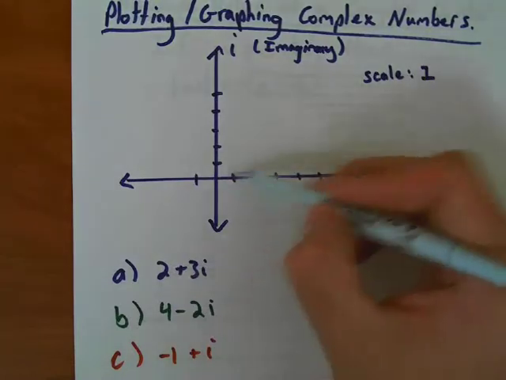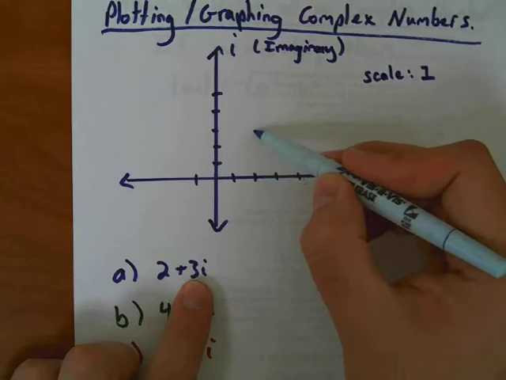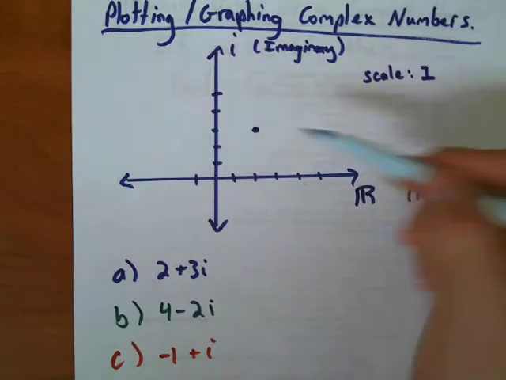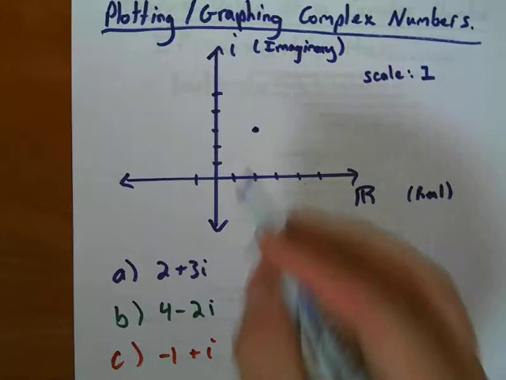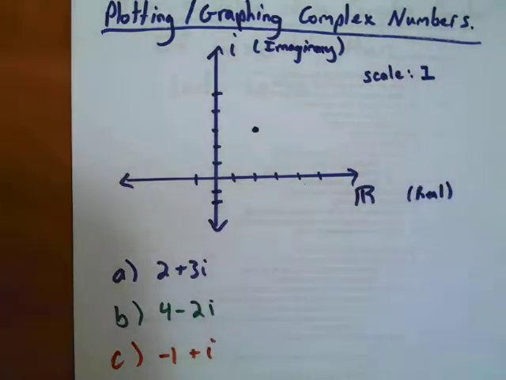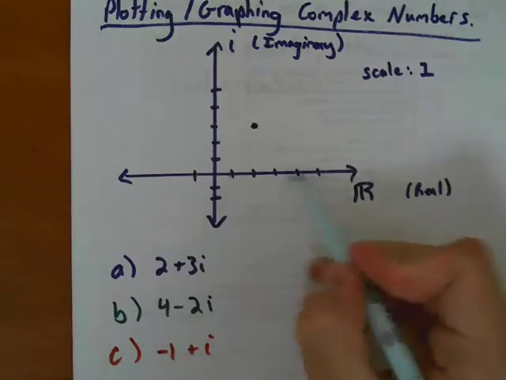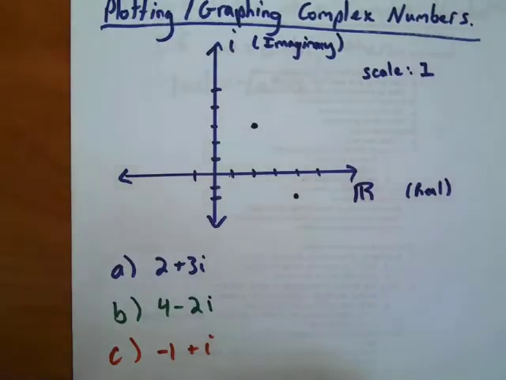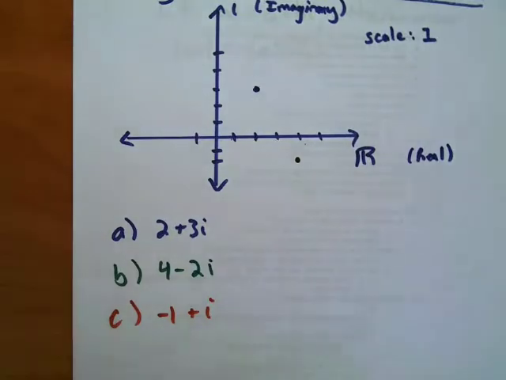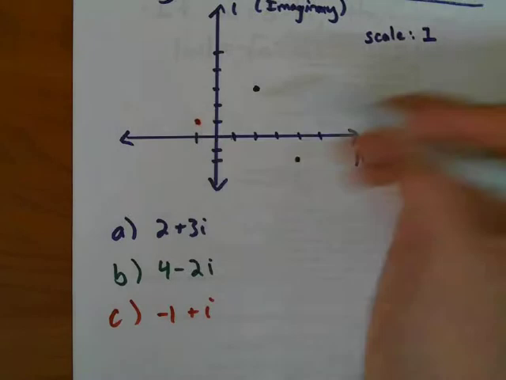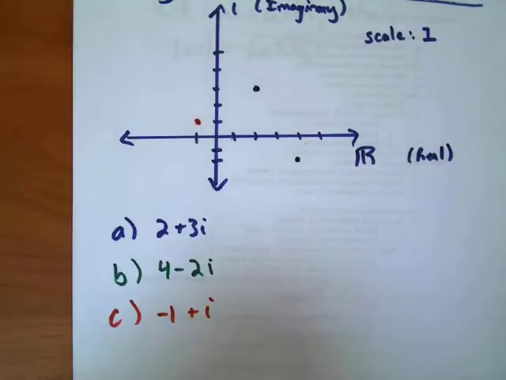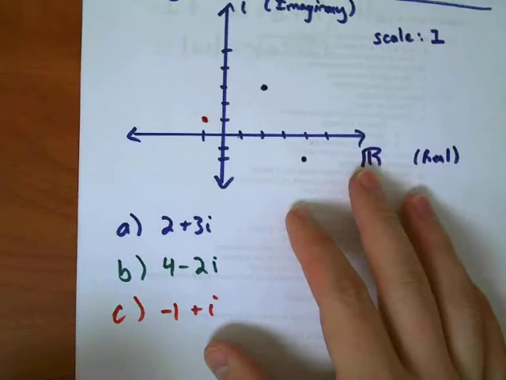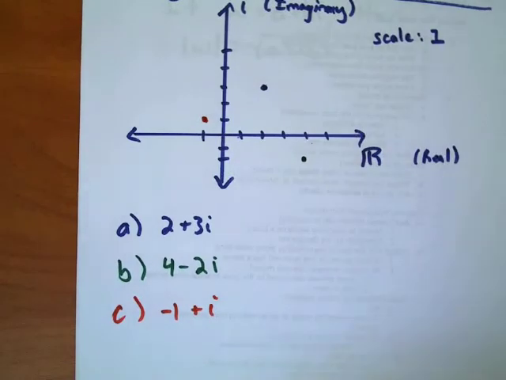We do 2 to the right, which is our real component, and 3 up, which is our imaginary component, and we'd put a point there at 2, 3, 2 being the real portion, 3 being the imaginary portion. For the next one, we have 4 as the real component, 1, 2, 3, 4, and negative 2 as the imaginary component. And so that would be B. C is negative 1 as the real component and 1 as the imaginary component, so we'd go right there. Plotting these is not too difficult. You just have to understand that we're plotting something imaginary on an imaginary scale. It's kind of crazy, but kind of cool at the same time.